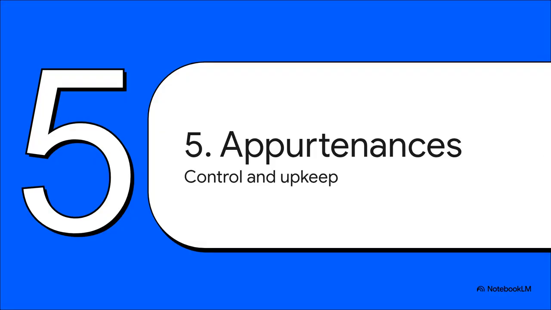Okay, last major section. We're talking about appurtenances. It's a fancy engineering word, but all it means is all the other stuff in the network that isn't a pipe. We're talking about the valves, the hydrants, the meters, all the gadgets and controls that make the system actually work. Think of them as the brains and controls of the whole operation.